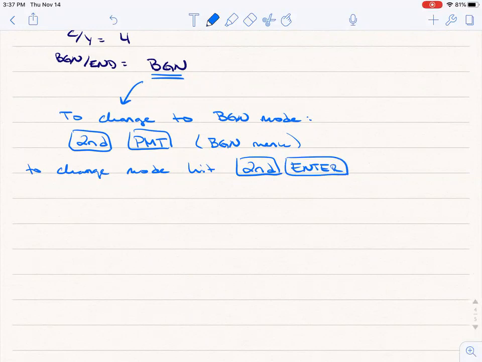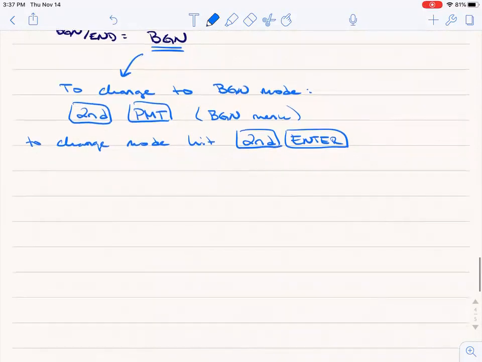So if we go to second payment, it's telling you it's at the end, right? If we're going to change it, you have to hit second enter, which is set. Oops, it's weird. All right, so set the mode. And then to exit out, you go second compute, which is the quit, right? And second quit.